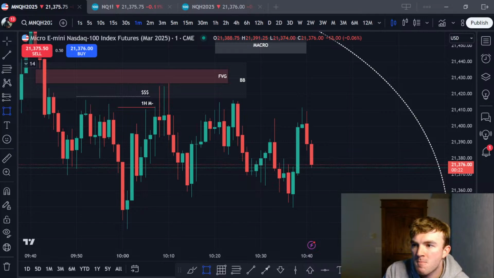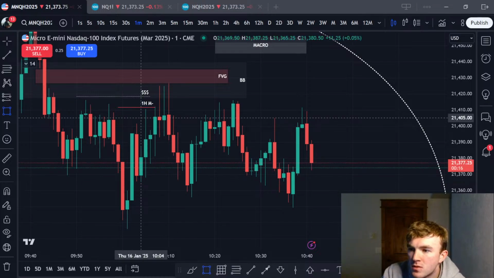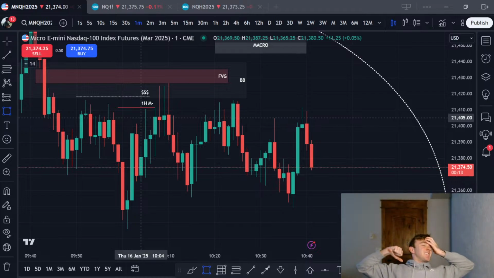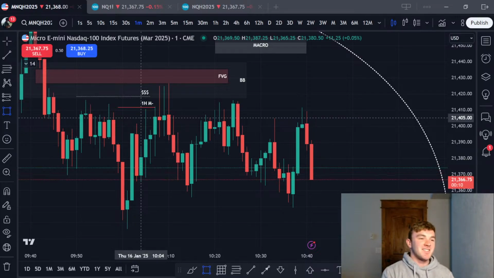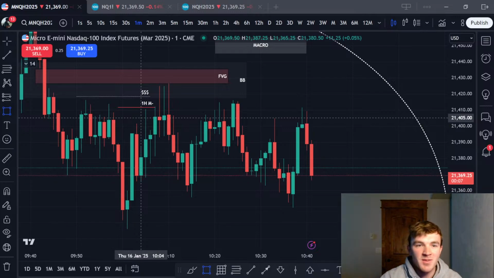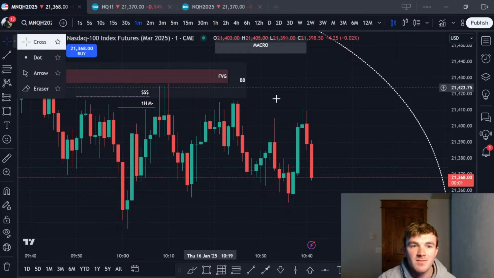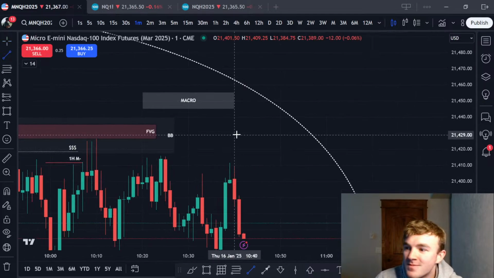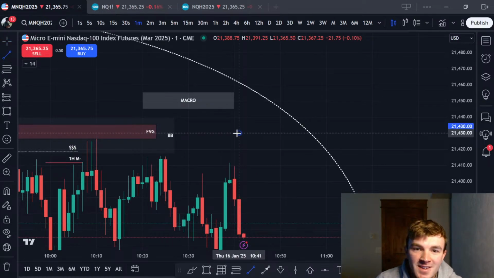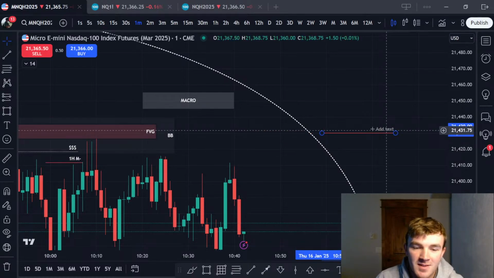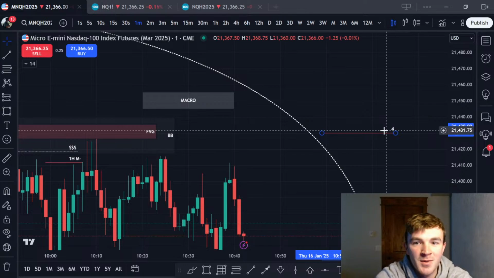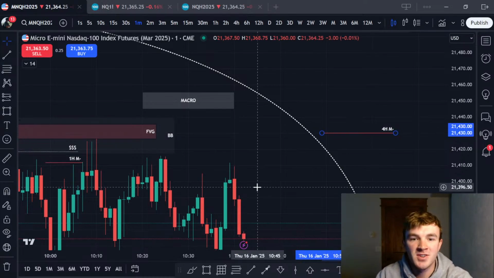stat map. Oh my gosh! It does not get better than this. Guess where the 4-hour stat map is? Guess where it is? You'll never guess. Right here. Right where we want price to go to manipulate. That's crazy. I hope we get this, dude. This will be a nice trade.